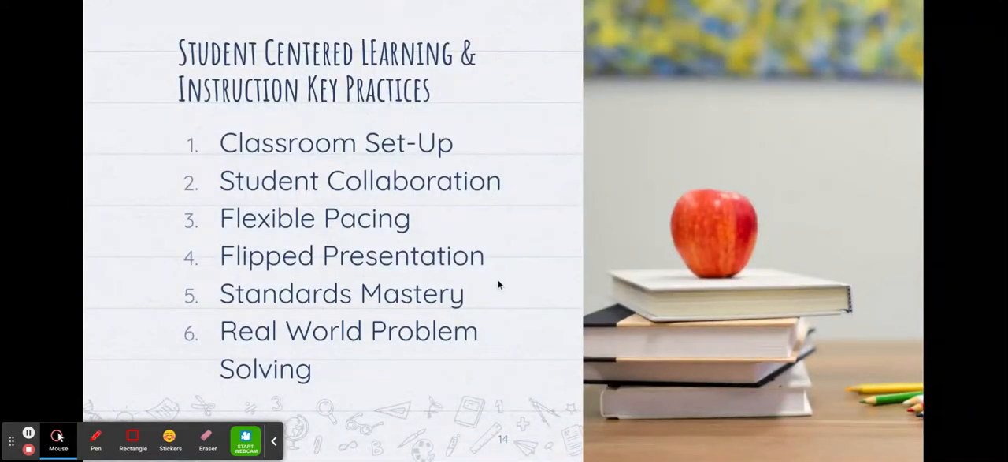And in conclusion, these are the key practices. We'll have a flexible classroom setup. Student collaboration will be focused upon. Flexible pacing for each student. Flip presentations will be utilized. Standards mastery will be focused on rather than grade level or grade averages. And then we really want students to become real-world problem solvers.